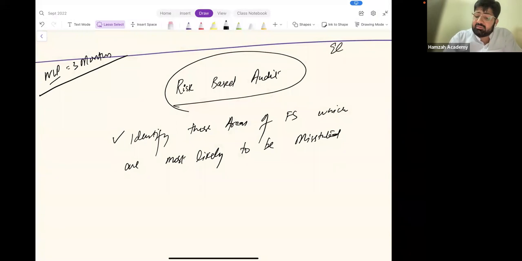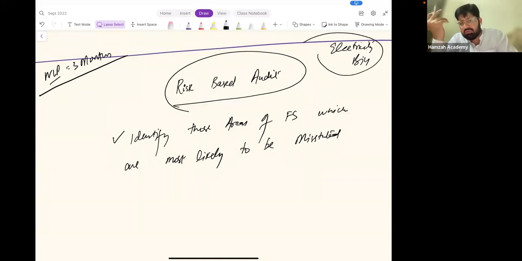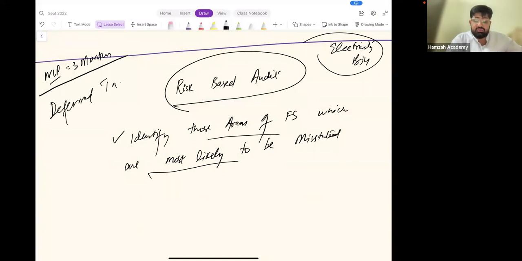You are reviewing the electricity bill. That will not come to your mind as likely to be misstated, no? Because it is a straightforward item. So the auditor identifies those areas of financial statements. You are reviewing items and deferred tax comes in front of you. Deferred tax, immediately you think it may not have been calculated properly. So the auditor just marks those areas of financial statements which are most likely to be misstated.